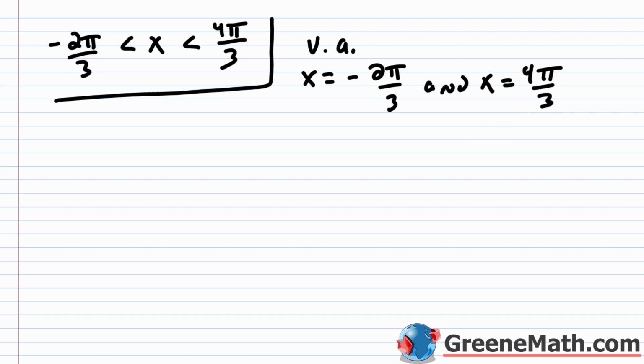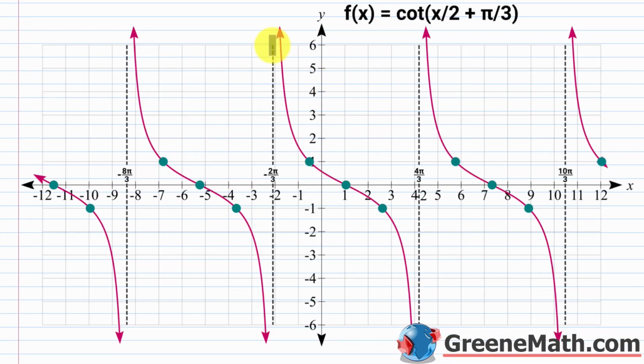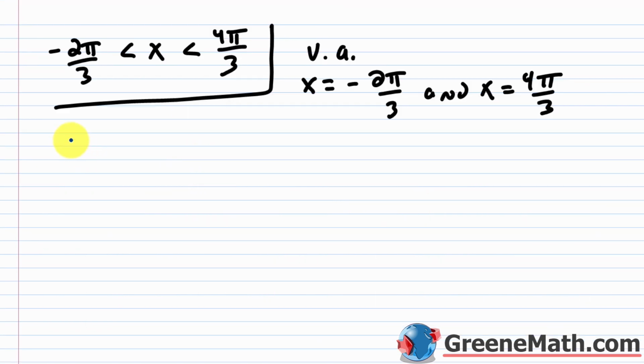Let me show you this graphically first. So coming down to the graph, you see that you have a vertical asymptote here, and this is our x equals negative 2 pi over 3. And then you have a vertical asymptote here. This is going to be our x equals 4 pi over 3. So that we know, we need to figure out this point, and this point. So let's go back up. So what you want to do is figure out what is the period.